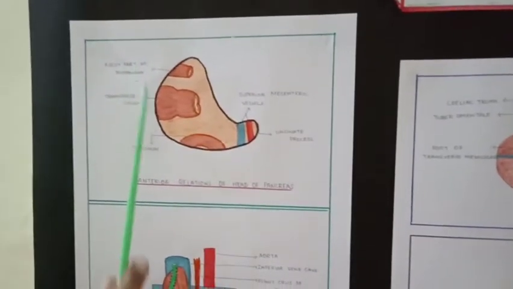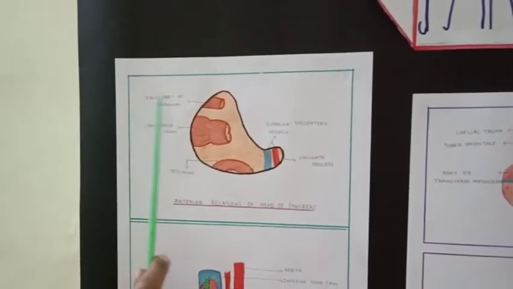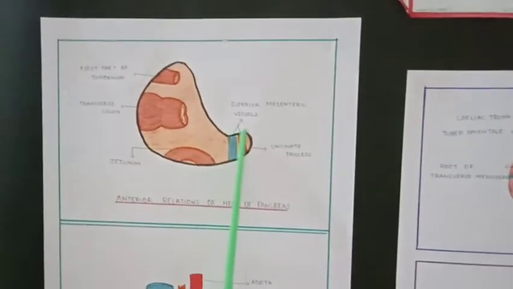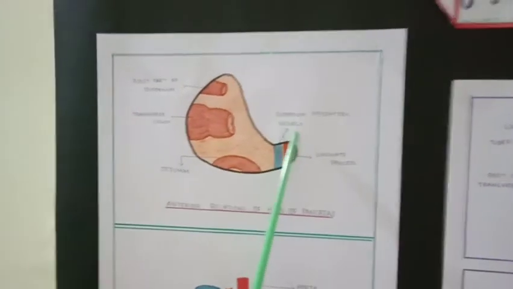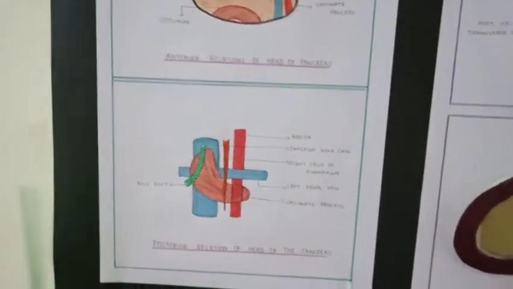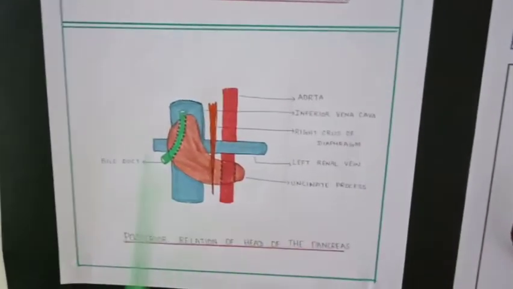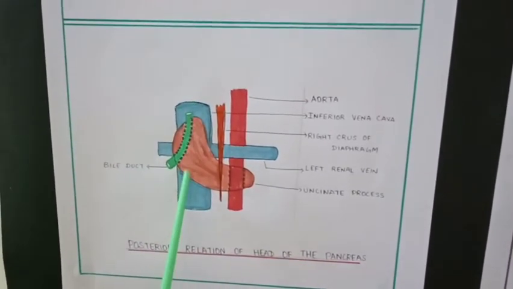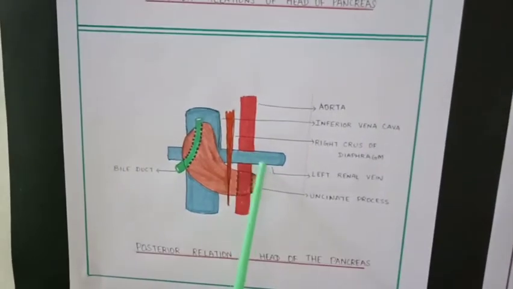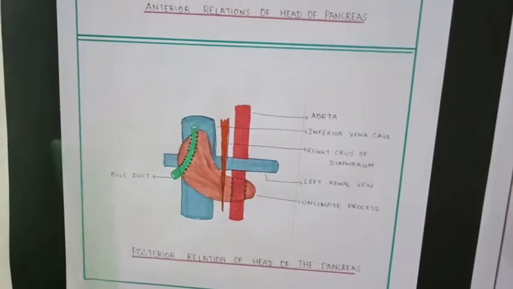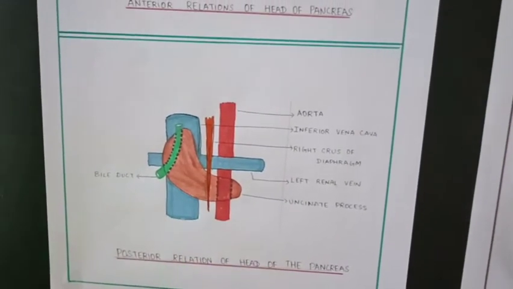The anterior surface of the head of the pancreas is related to 3 structures from above downwards: the first part of the duodenum, transverse colon and jejunum. The anterior surface of the uncinate process is related to the superior mesenteric vessels. Then moving on to the posterior relations of the head of the pancreas. It is related to the bile duct, inferior vena cava, and the right crus of the diaphragm. The posterior surface of the uncinate process is related to the aorta.